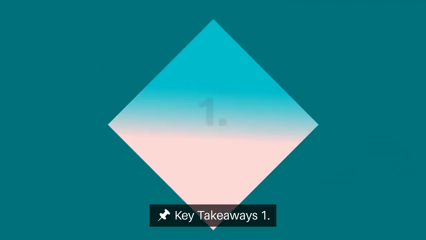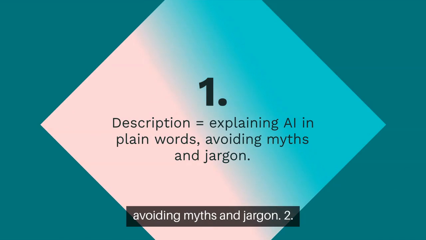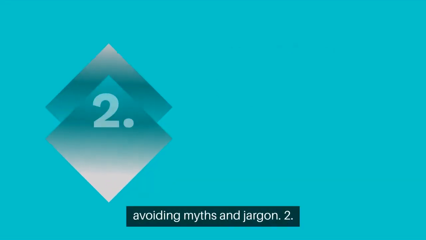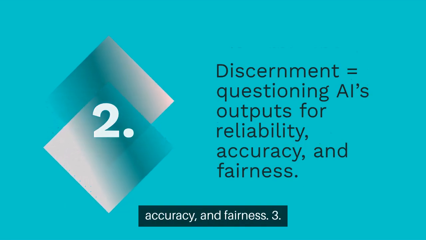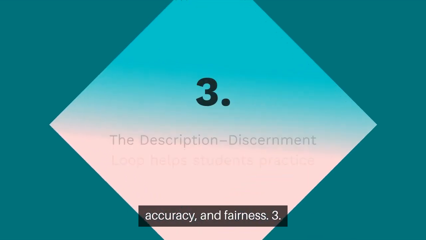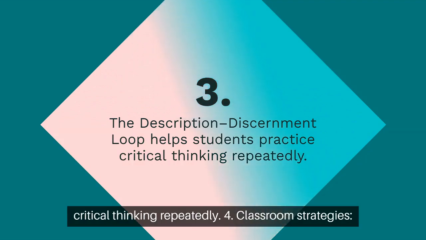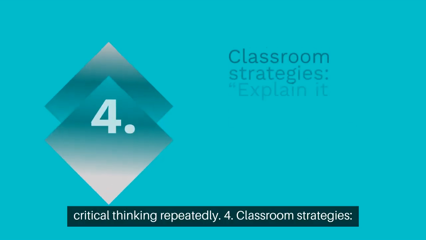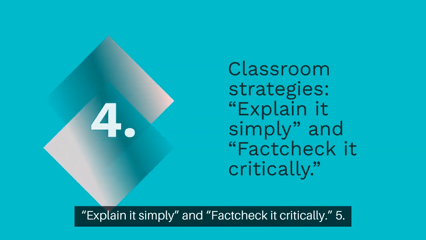Key takeaways. 1. Description equals explaining AI in plain words, avoiding myths and jargon. 2. Discernment equals questioning AI's outputs for reliability, accuracy, and fairness. 3. The description discernment loop helps students practice critical thinking repeatedly. 4. Classroom strategies: explain it simply and fact-check it critically.